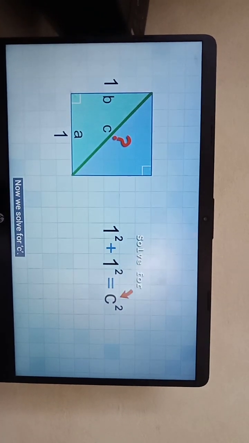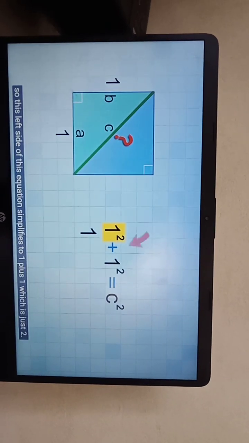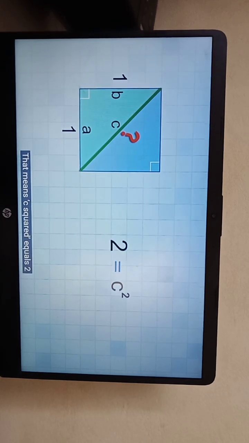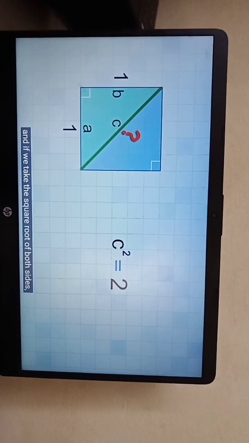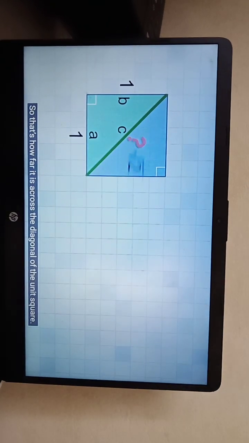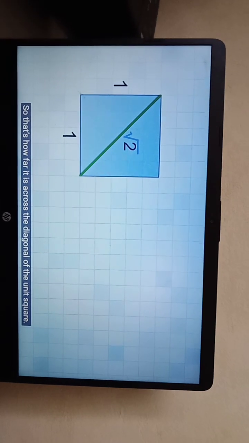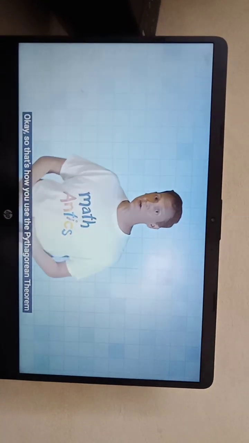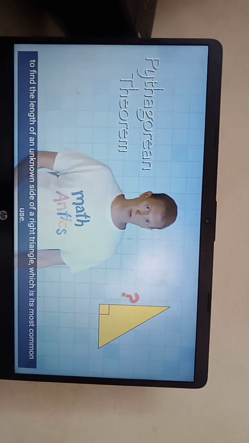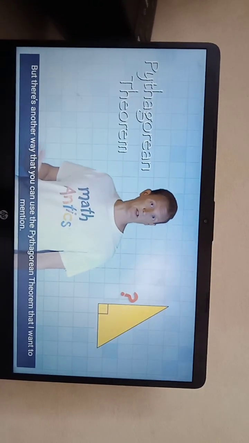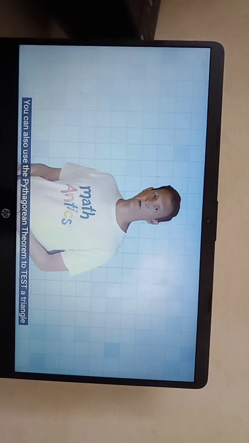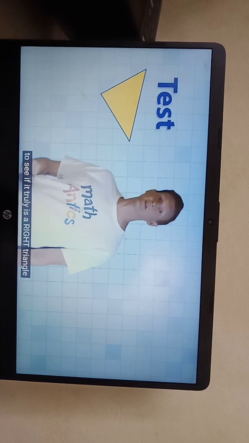Now we solve for C. 1 squared is just 1, so the left side of this equation simplifies to 1 plus 1, which is just 2. That means C squared equals 2, and if we take the square root of both sides, we get C equals the square root of 2. So that's how far it is across the diagonal of the unit square. Okay, so that's how you use the Pythagorean theorem to find the length of an unknown side of a right triangle, which is its most common use. But there's another way that you can use the Pythagorean theorem that I want to mention. You can also use the Pythagorean theorem to test a triangle to see if it truly is a right triangle.